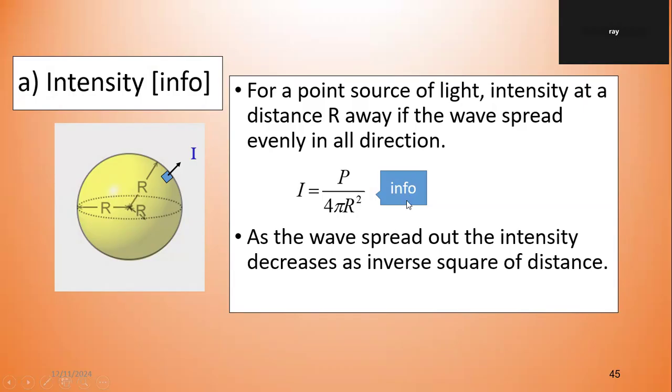Right? It's for your info, but it's good to know it exists because it helps us to understand that as you go further and further, the sound becomes softer and softer. It's a formula, right? No need to know. If you require, the examiner will give you. That means as you go further and further, the intensity or the loudness becomes smaller and smaller.